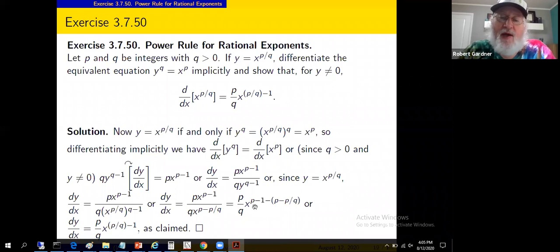Now, when we simplify, we've got p minus p, so the p's are gone. We got a negative minus a negative p over q. So what we're left with is, let me try that again. We got a negative minus p over q, leaving us with a p over q. So the p's have canceled. We got a positive p over q and a minus 1. And that's what we were supposed to get.